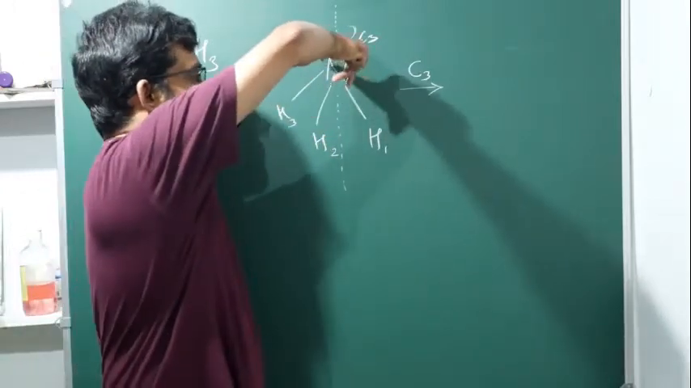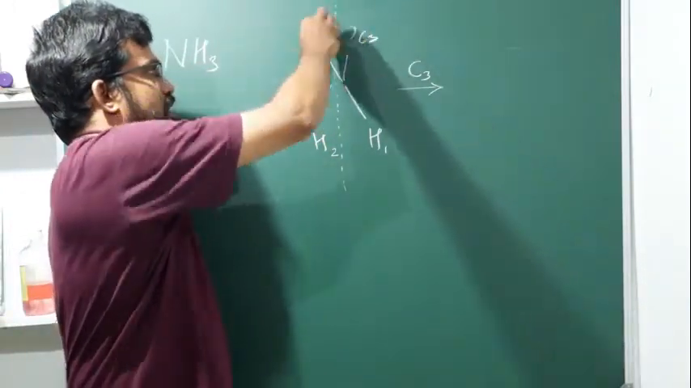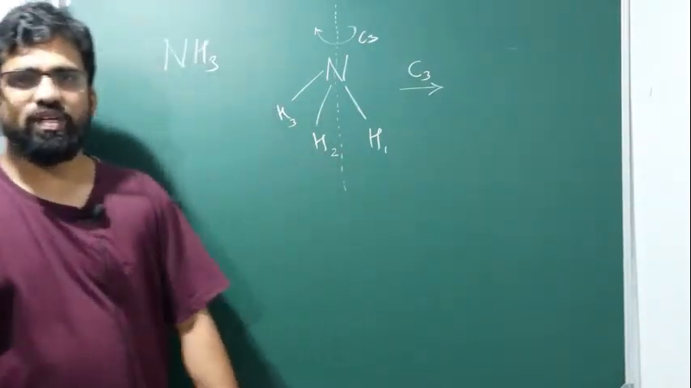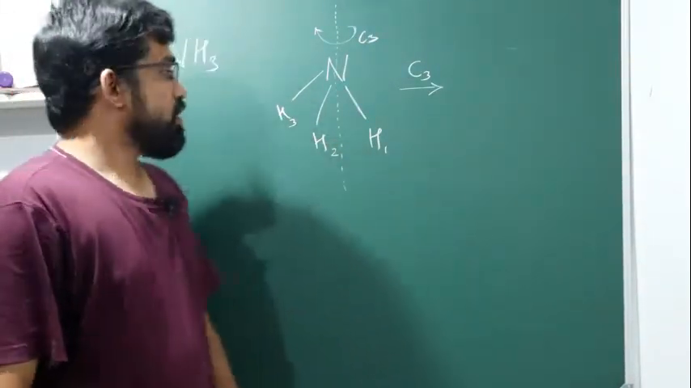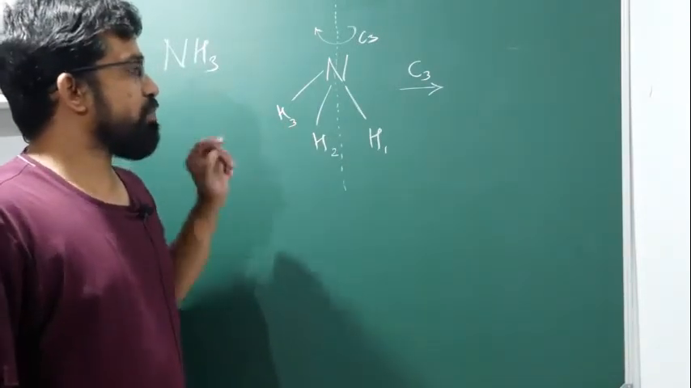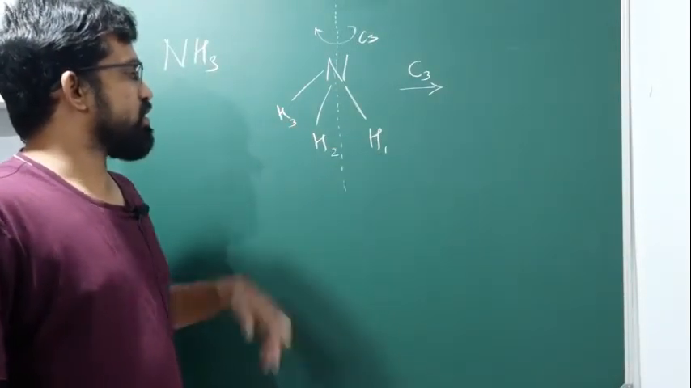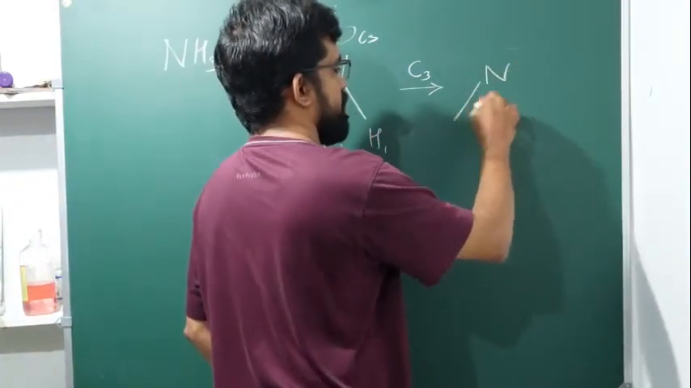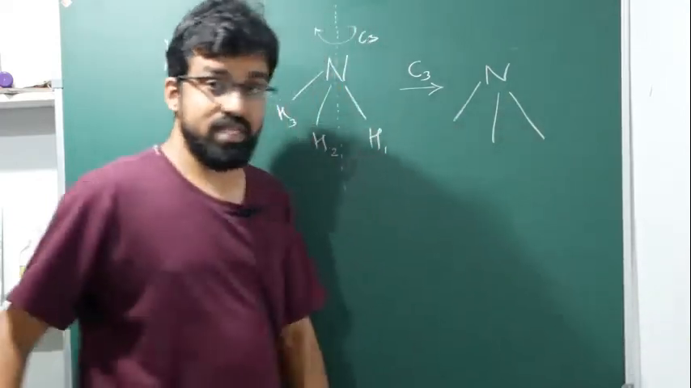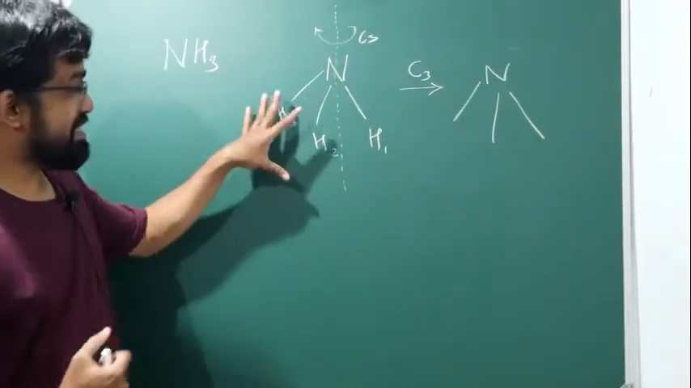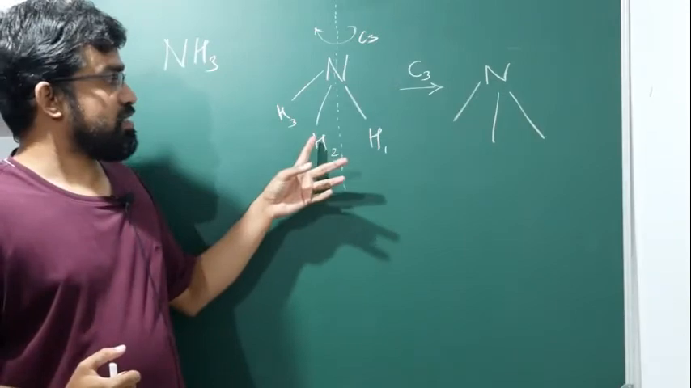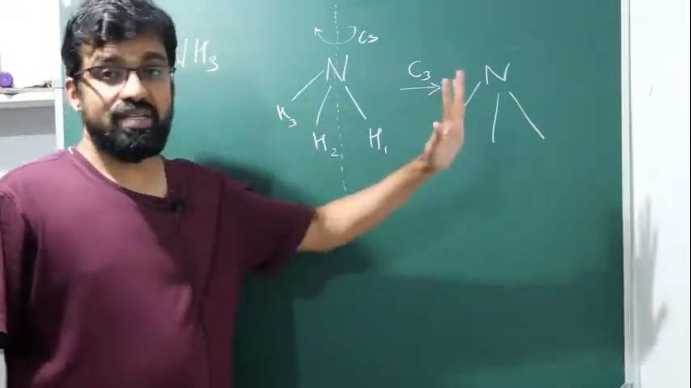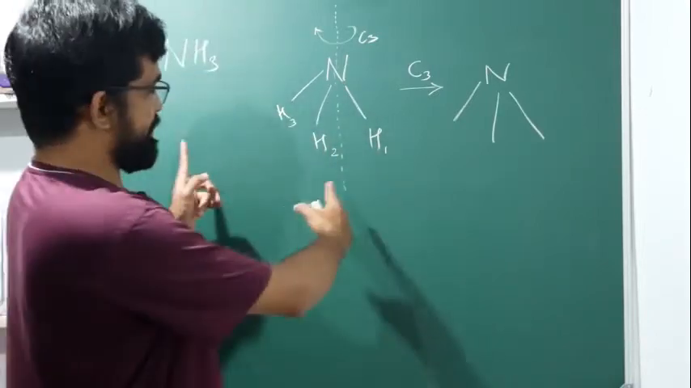Suppose you are doing the rotation about this axis, a clockwise rotation. What happened on doing C3 on this molecule? You write like this. First thing you have to do, the same appearance, then only it is a symmetry operation, right? If it is a symmetry operation, it seems to be the same.